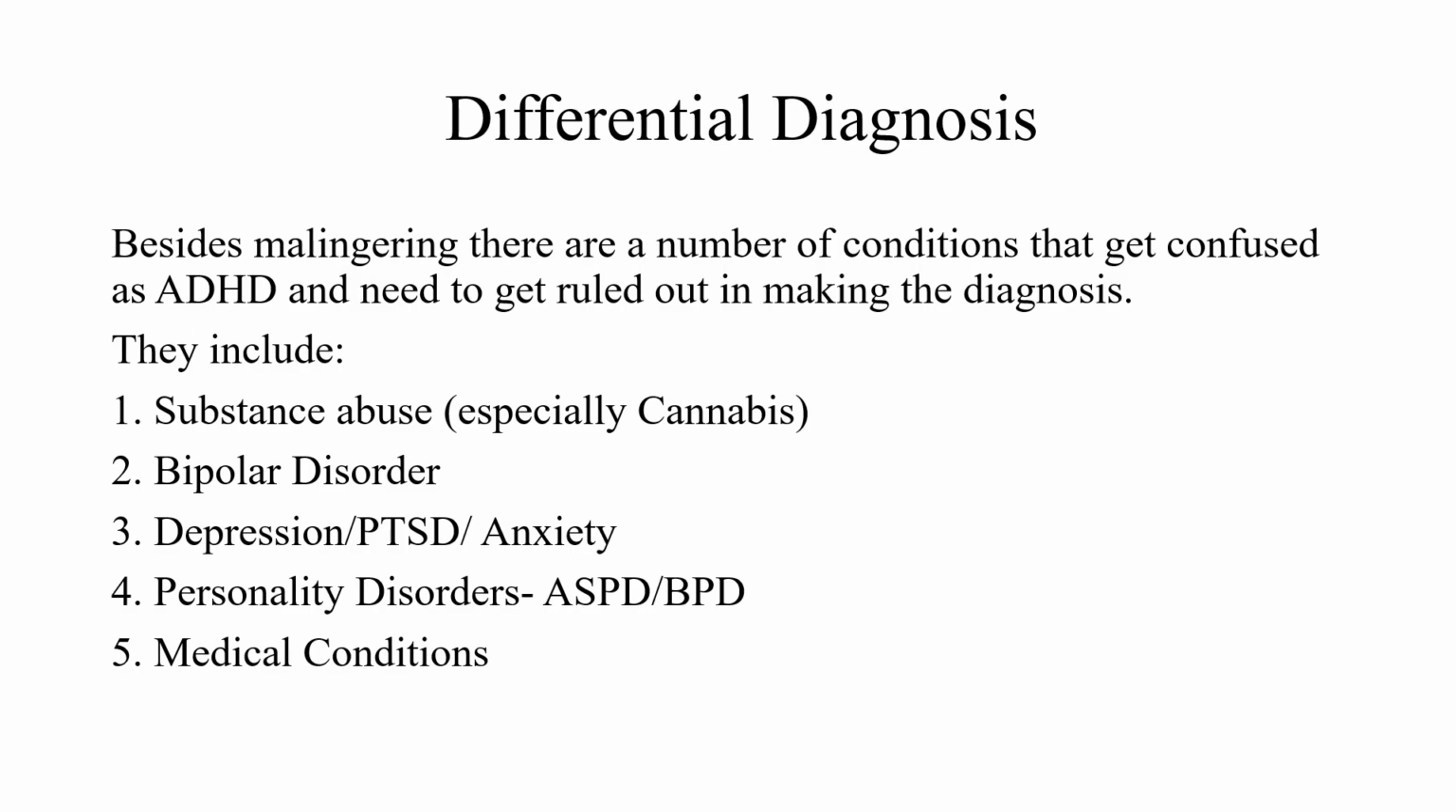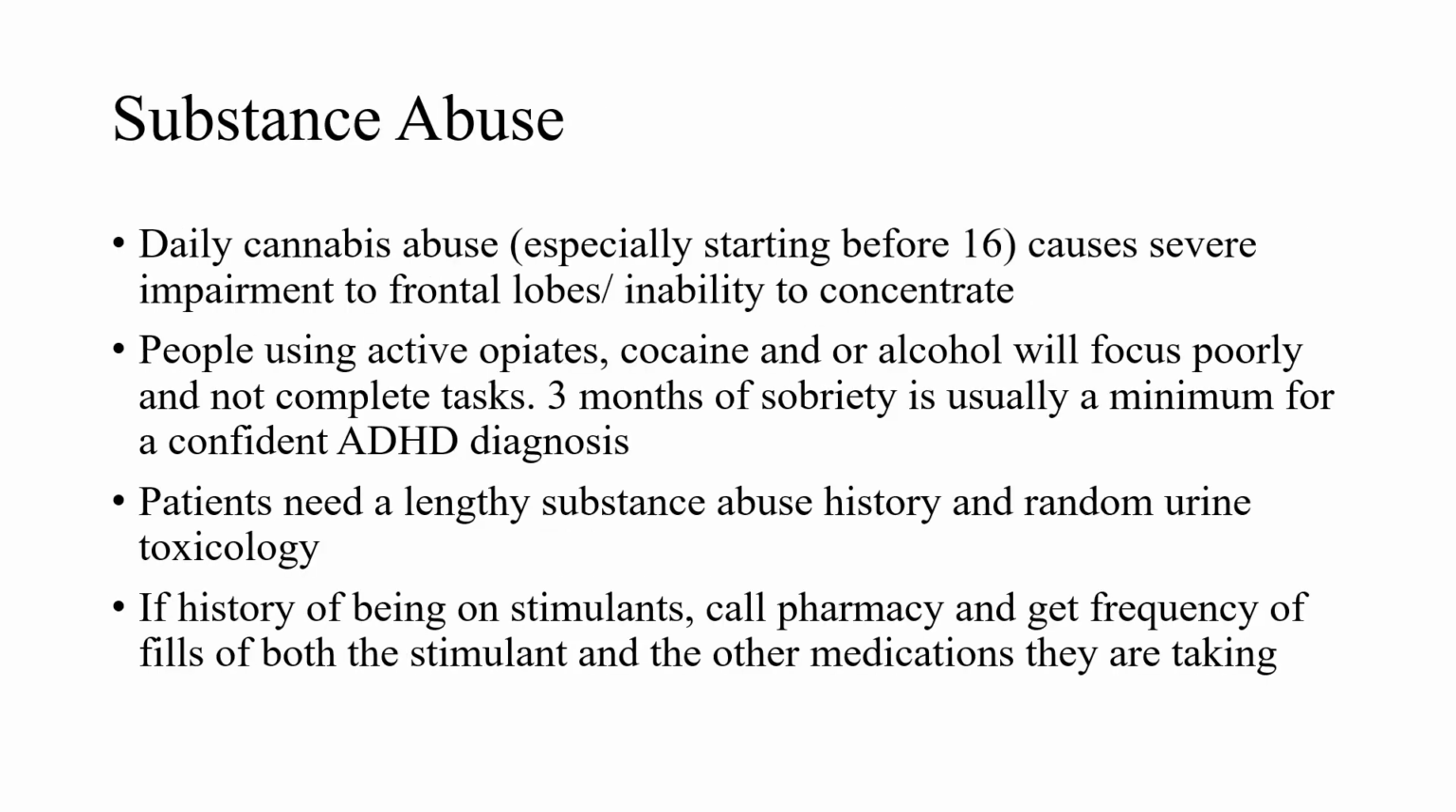Now comes differential diagnosis. Besides malingering, there are a number of conditions that get confused with ADHD and need to be ruled out in making the diagnosis, like substance abuse, especially cannabis, bipolar disorder, depression, PTSD, anxiety, personality disorders, and medical conditions. Substance abuse: daily cannabis use, especially starting before 16, causes severe impairment to the frontal lobes and inability to concentrate.